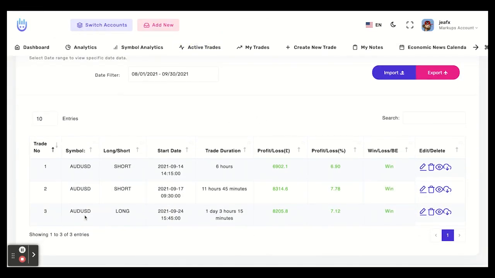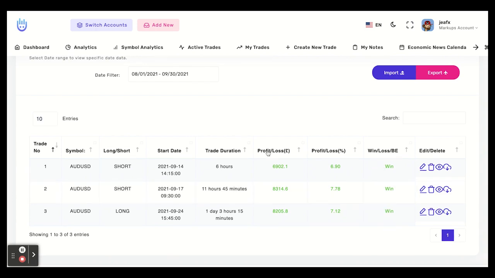That's going to show us a few trading opportunities that we've taken. And as you can see, it shows us everything we need to know about them. So it shows which number the trade is on the account, what symbol it uses, whether it was a long trade or a short trade, the start date of the trade duration, profit and loss in pounds or USD, the profit or loss in percentage terms, and whether it was a win, a loss, or a break even.